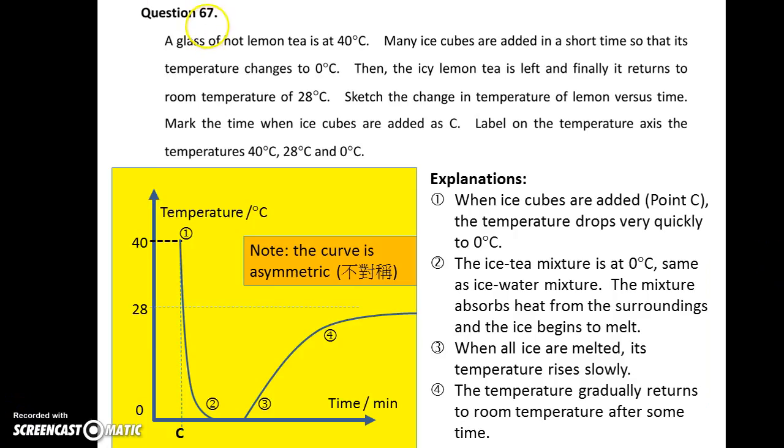Question 67. A glass of hot lemon tea with some ice cubes added. First, it forms a tea-ice mixture, which has a temperature of 0 degrees Celsius. The temperature remains at 0 degrees Celsius for some time, until finally all the ice is melted. Then the temperature begins to rise gradually back to room temperature.